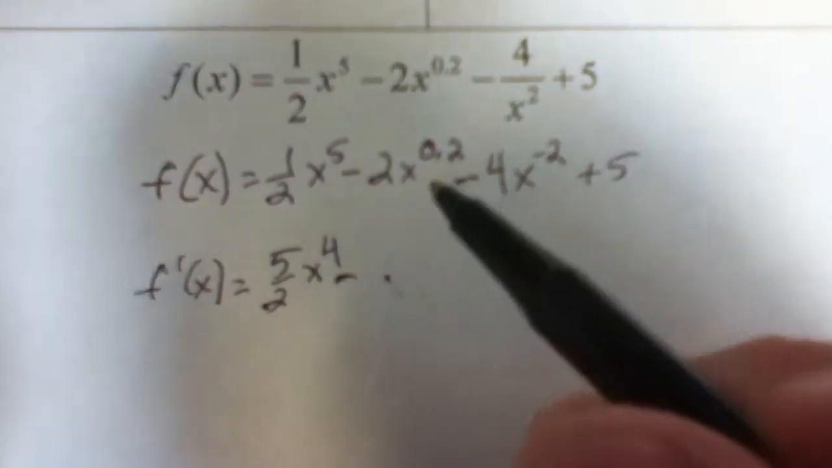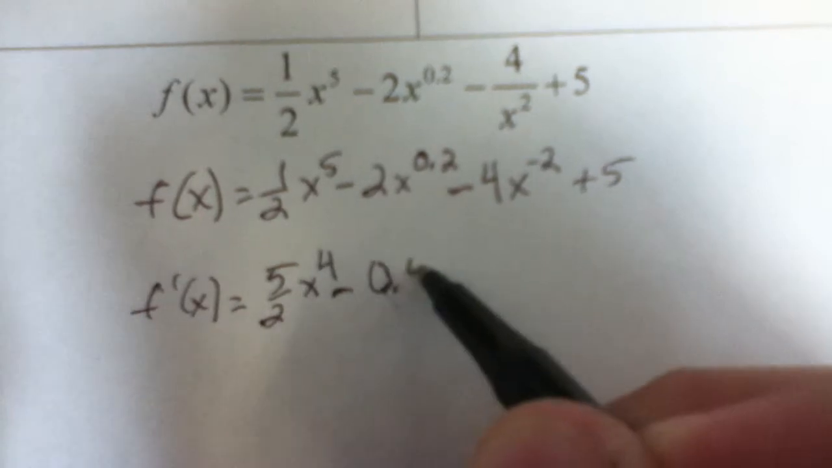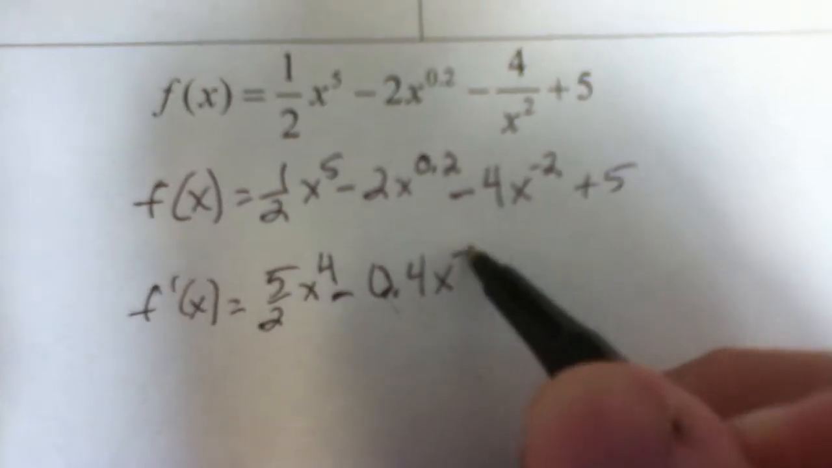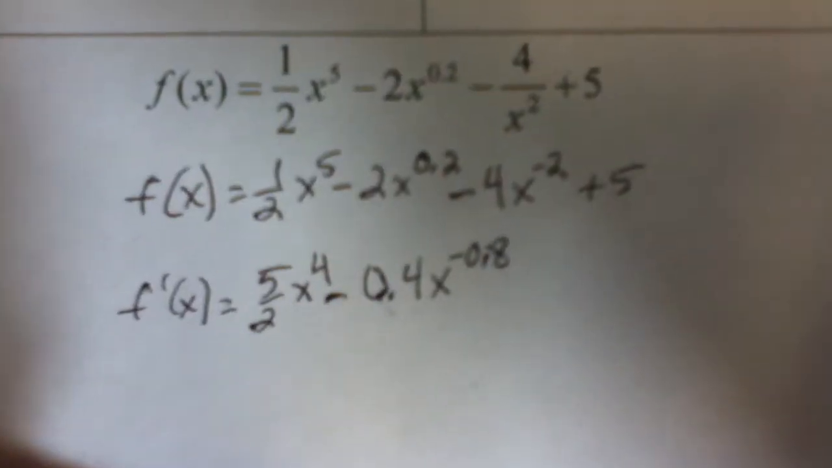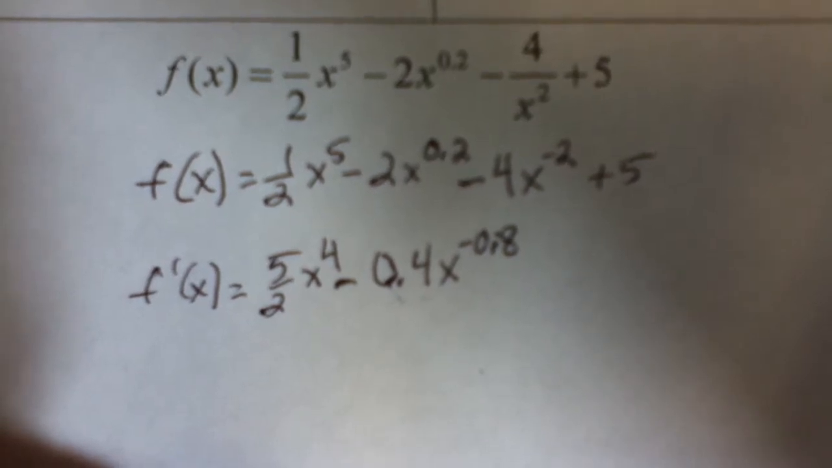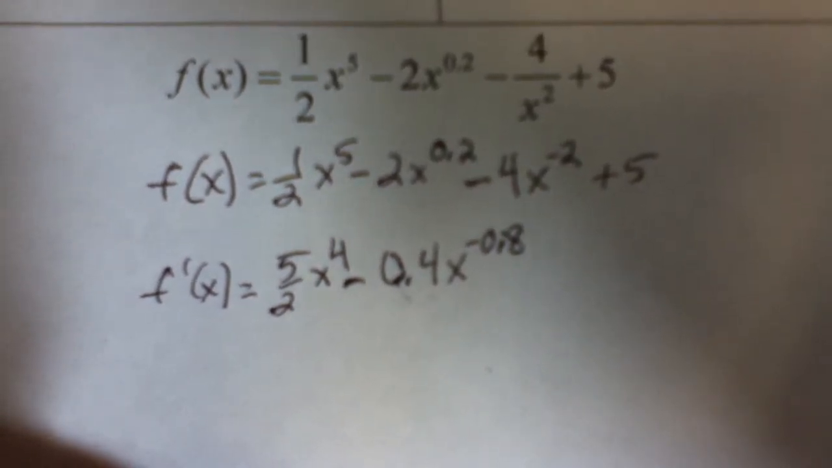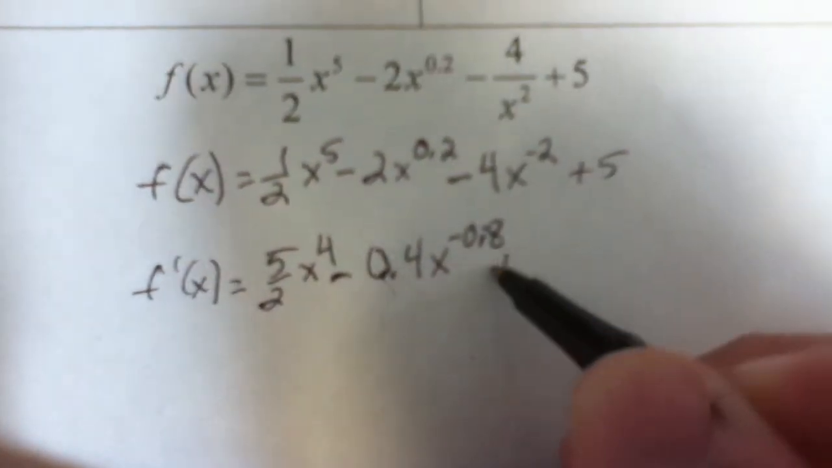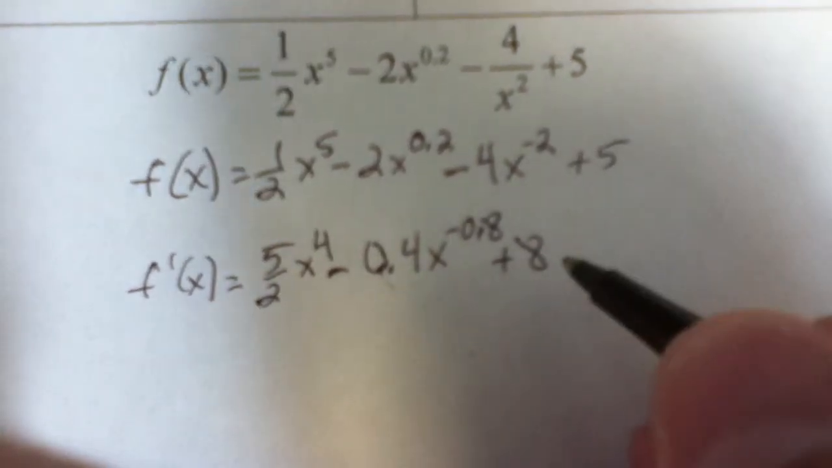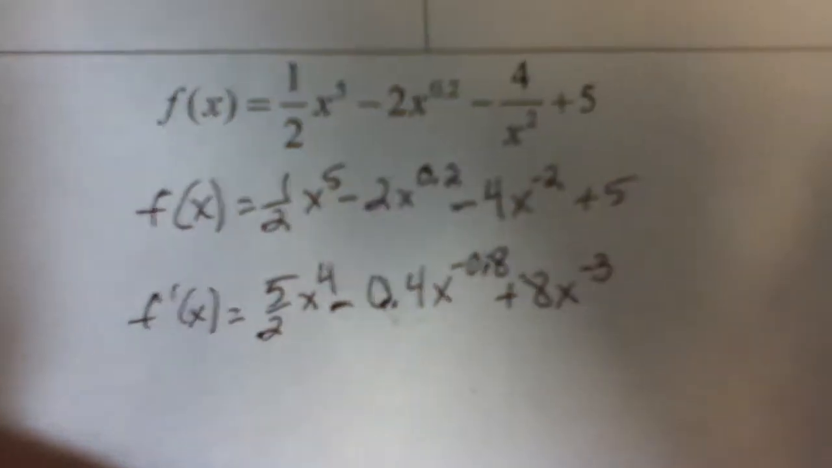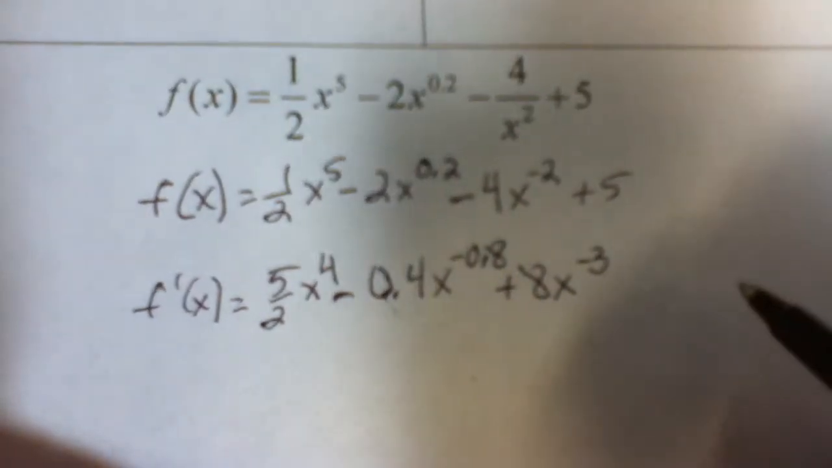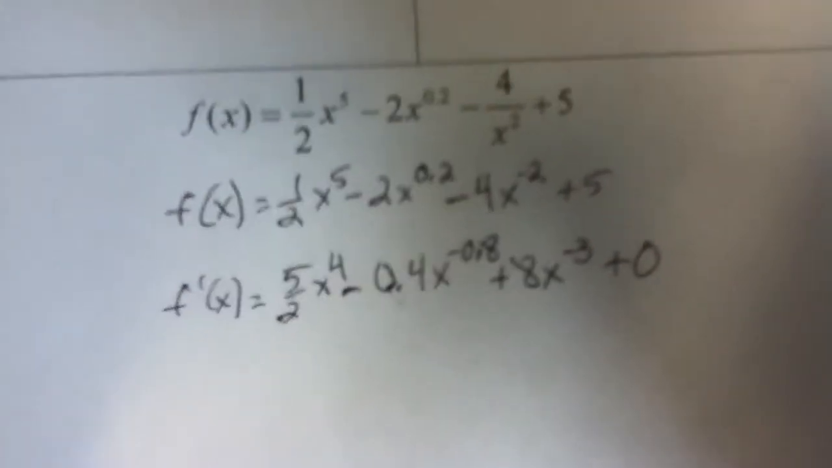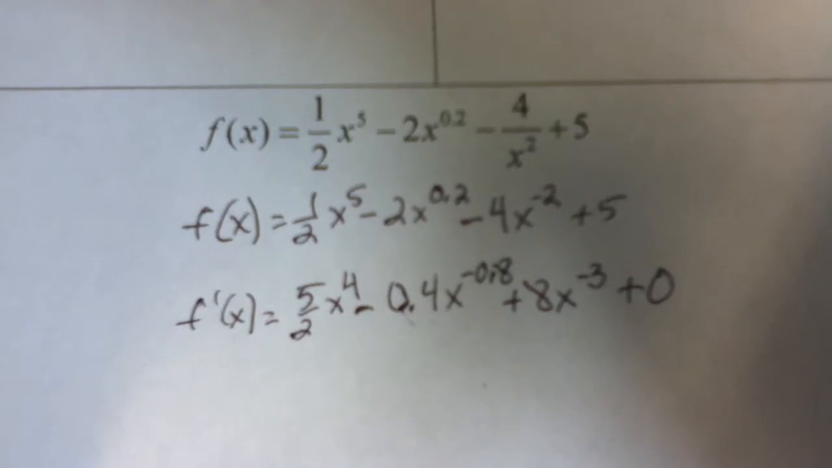Minus 2 times 0.2, again you can use your calculator, it's 0.4. Subtract 1, be careful, 0.2 minus 1 would be negative 0.8. Same process, yes we have a negative, yes it's a decimal, but it's the same process. Negative 2 times negative 4 would be positive 8. Subtract 1, be careful, it's negative 3. And the derivative of 5 is 0. So that would be the derivative part. We're going to clean it up in a second, but that would be the derivative part.